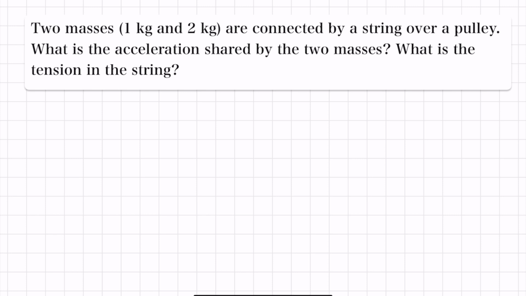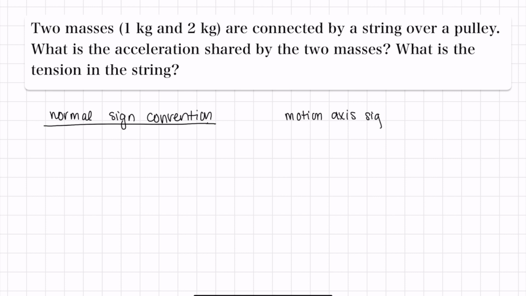I don't have a name for them, so I guess I'll just call one of them normal, which is typically the normal way we think of up as always being positive and down as always being negative. We'll do normal sign convention, and then I guess I'll call the other one motion axis sign convention.